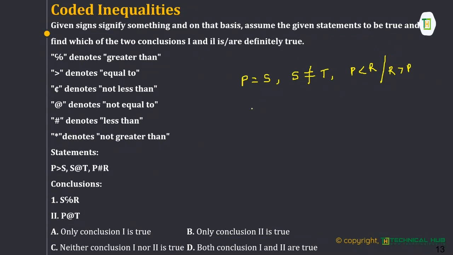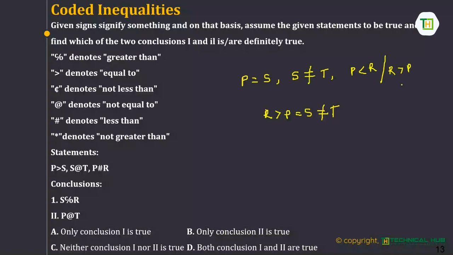So R greater than P here, and equals to S. S is not equals to T. So this is the common statement of all the four variables. Clear everyone? So P equals to S, S not equals to T, P less than R, we converted into R greater than P. So both are same. So the final statement is R greater than P, P equals to S, S not equals to T.